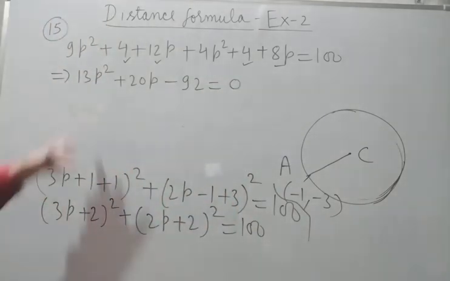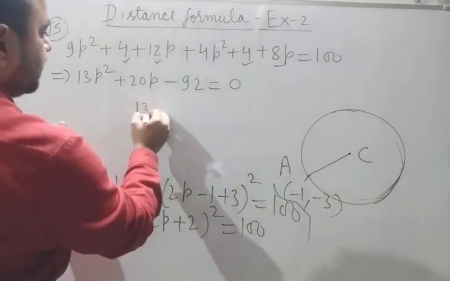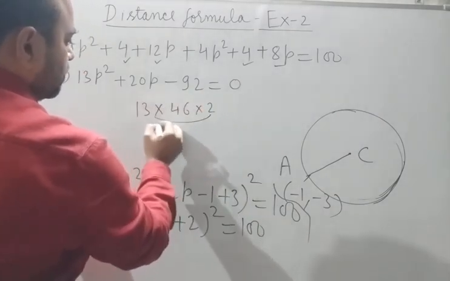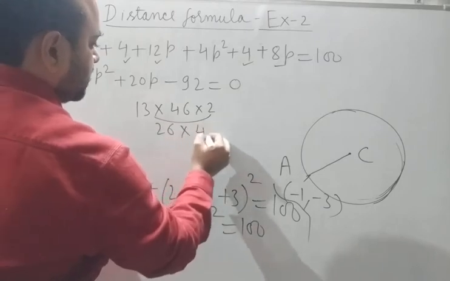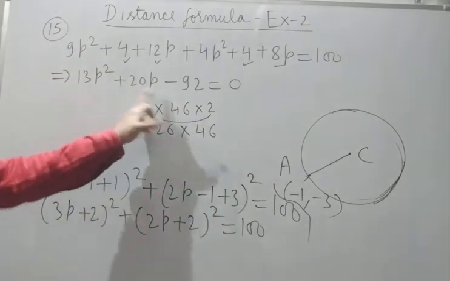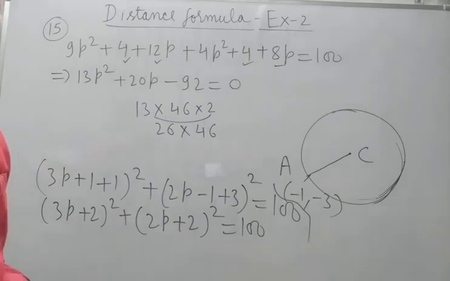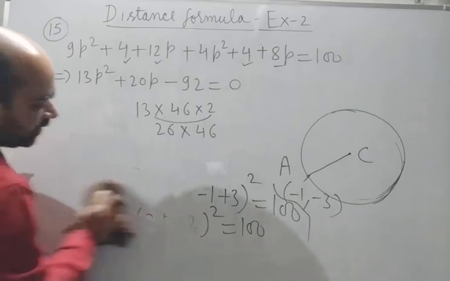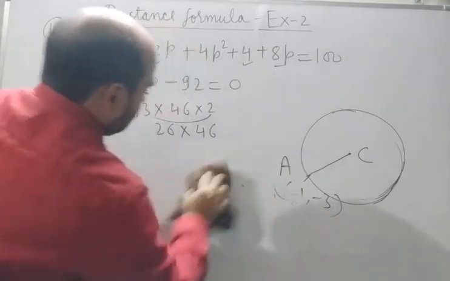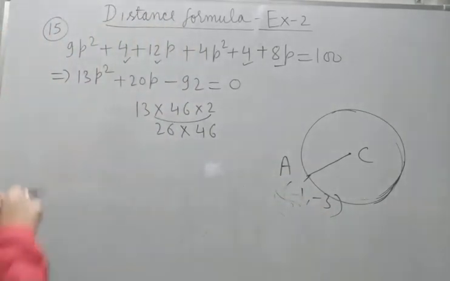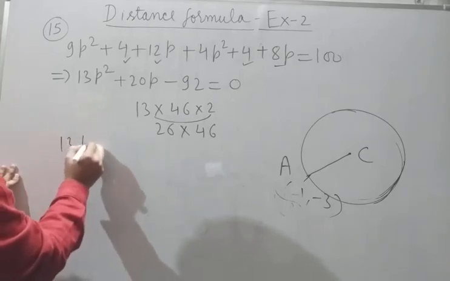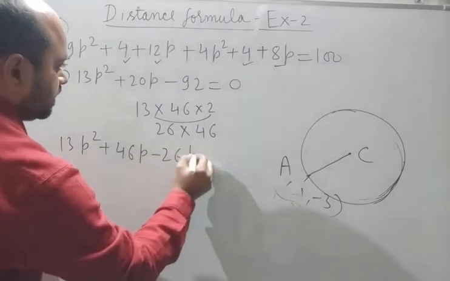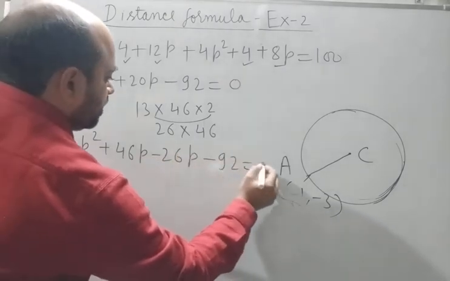Correct? Now, middle-term splitting: 13 into 92. 92 means we can write 46 into 2. So this will become 26 into 46. So 46 and 26 will be there. Correct? So 46 and 26, we are having the answer. So this will give 13p square plus 46p minus 26p minus 92 is equal to 0.